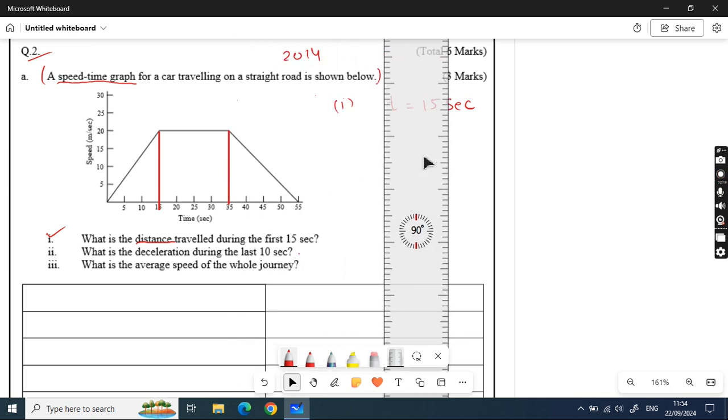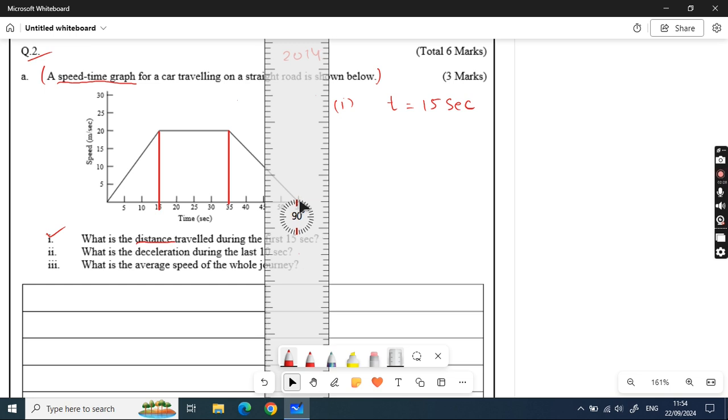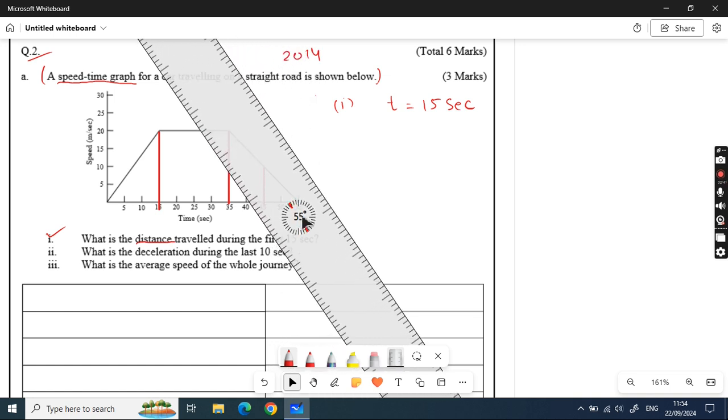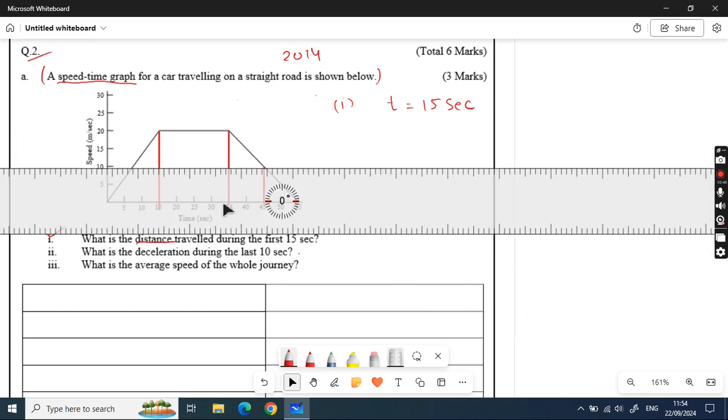And in the second part, what is the deceleration during the last 10 seconds? The last 10 seconds means this part. For this part we need to take another line like this. So draw the line.